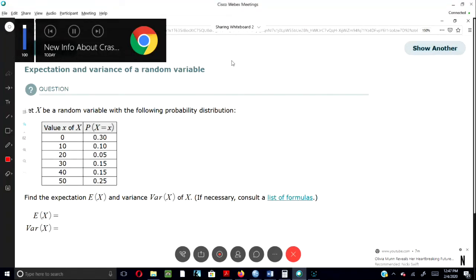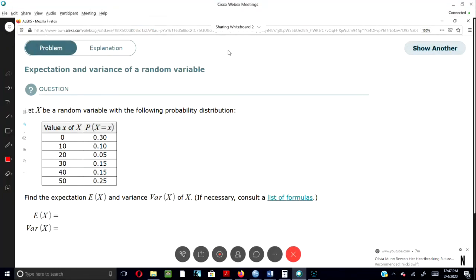Estimation and variation of random variable. For this problem, it says let x be a random variable with the following probability distribution. So these are the values of x, and this is P of X equals x.